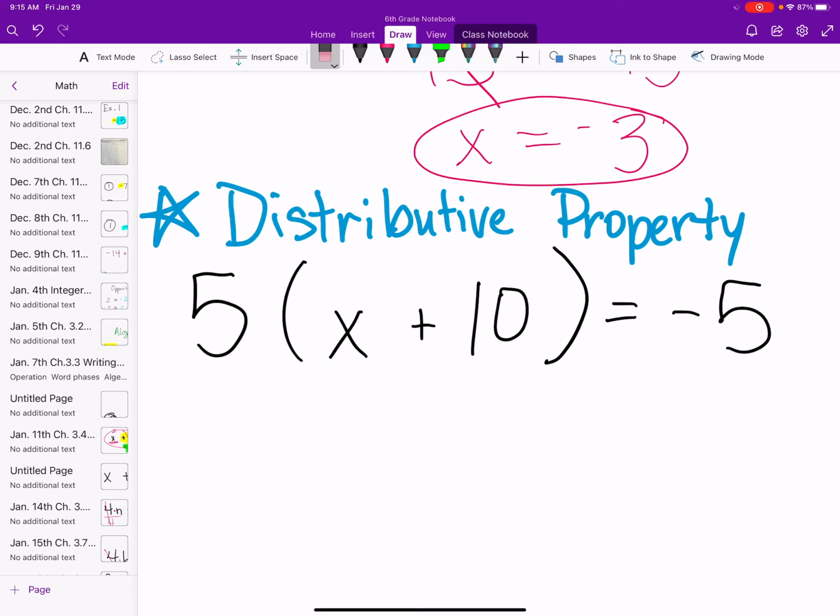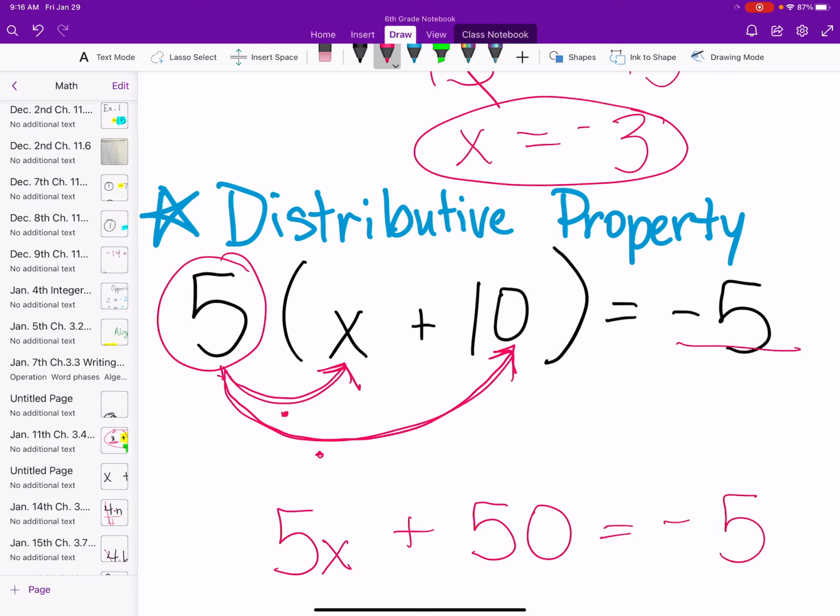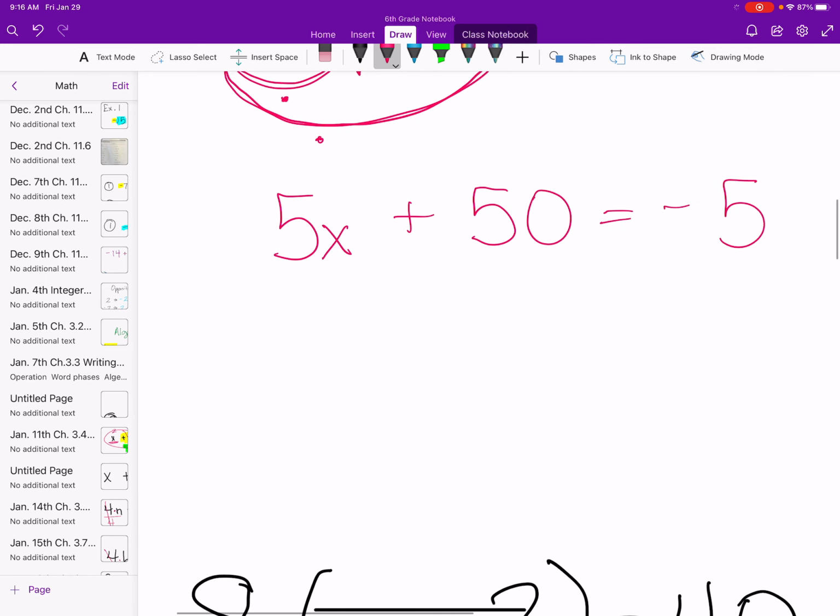So when I'm distributing, I'm taking this number and I'm multiplying it by each thing. Okay, so I'm going to take 5 times x, which is 5x, and positive 5 times a positive 10 is plus 50. And I still have my equals negative 5 over here. Now it looks exactly like what we have been doing. So I need to get x by itself, and I need to get rid of this plus 50 first. So the opposite of plus 50 is minus 50.